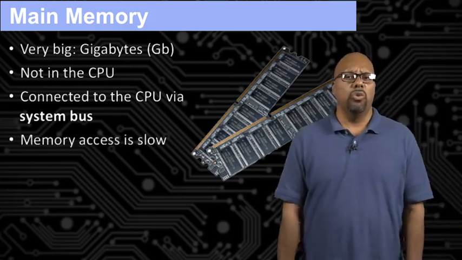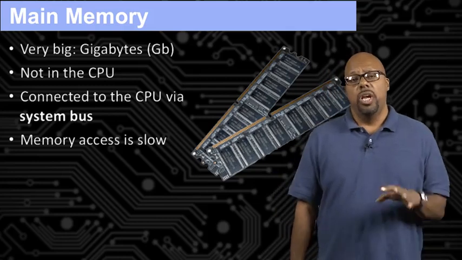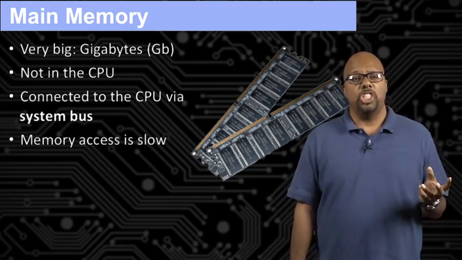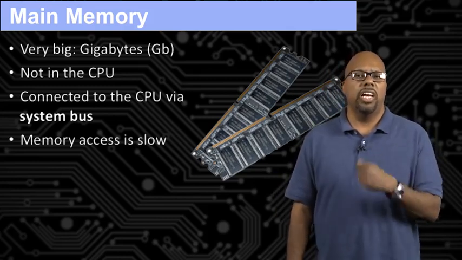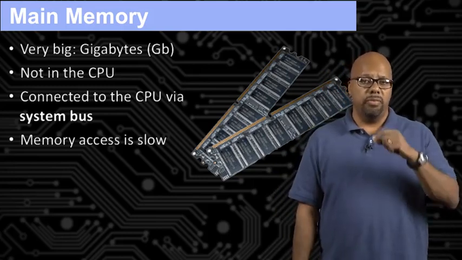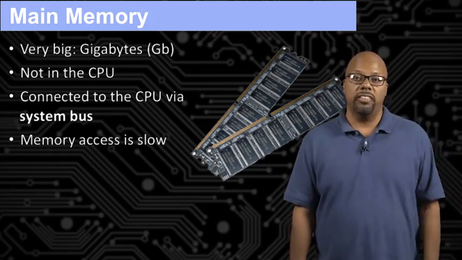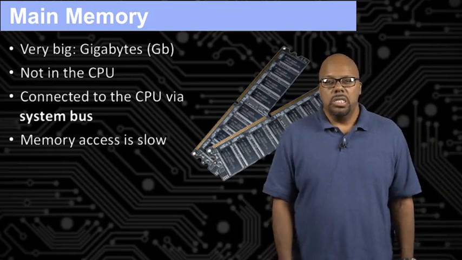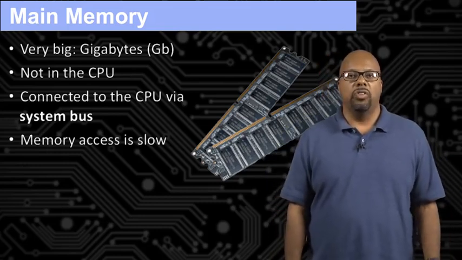Memory access is slow relative to the cache. What that means is that you might be able to access a cache in 1 clock cycle, and for main memory, maybe you have to wait 100 clock cycles. Again, that's ballpark, but that's not unrealistic at all.